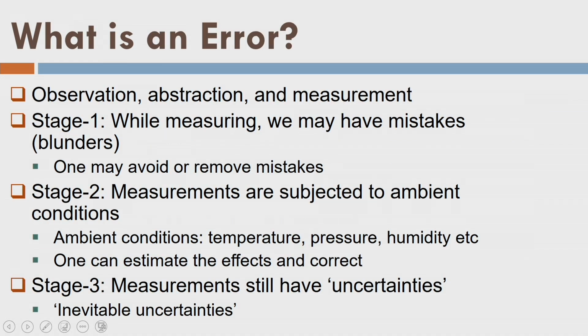So let us start. What is an error? I start with simple terms. The first term is observation. What do you mean by observation? Let me give you an example. I am observing a raindrop in the air. It is falling from the cloud and reaching the surface of the earth. So I am observing it.